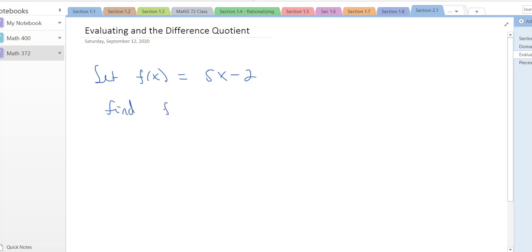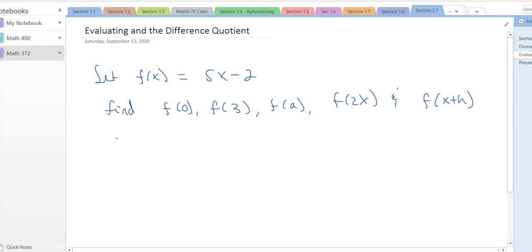So say I want to find f of 0, f of 3, f of a, f of 2x, and lastly f of x plus h. So f of 0, just as we've done in the previous video, essentially this means when x is 0, find the y value. So you just plug it in. So 5 times 0 minus 2, so I get negative 2.